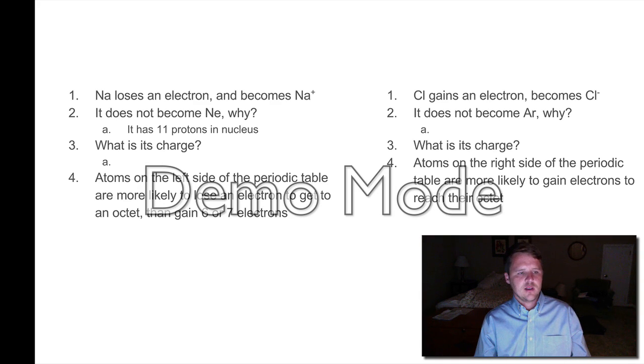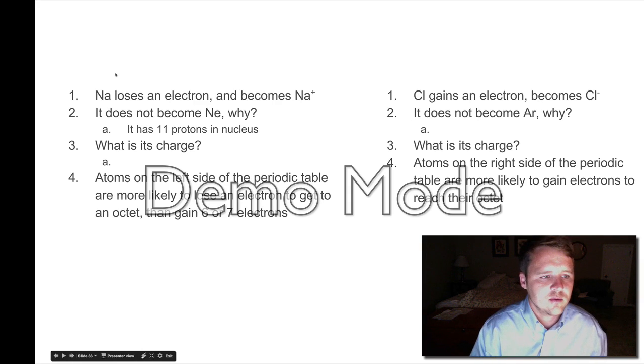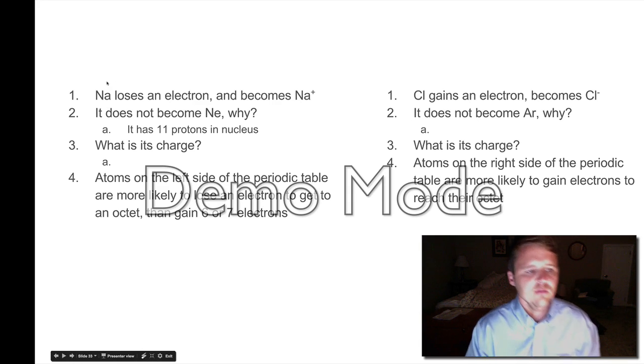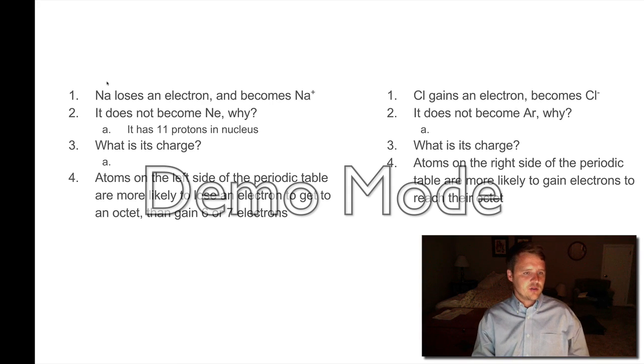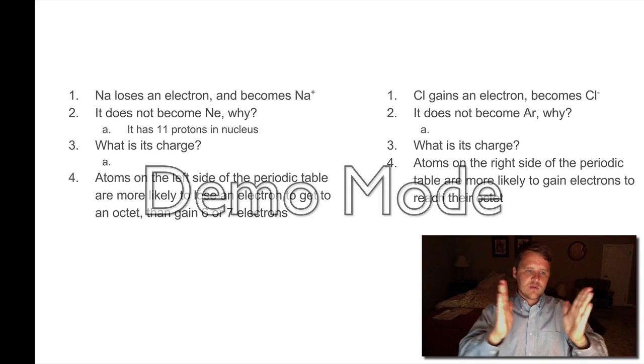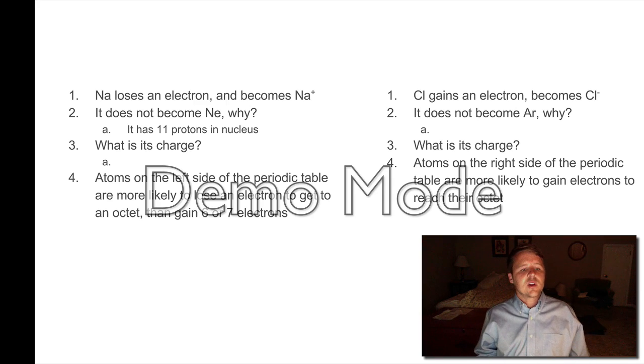Okay, let's see. So, we got 2 examples here. Sodium, at the start of this example, here on 1, it's neutral. You don't have to know what makes it neutral. We're just telling you right now it's sodium neutral. It loses an electron.